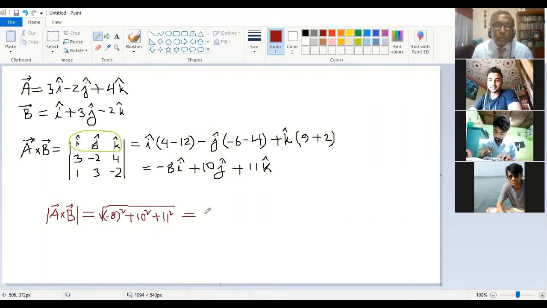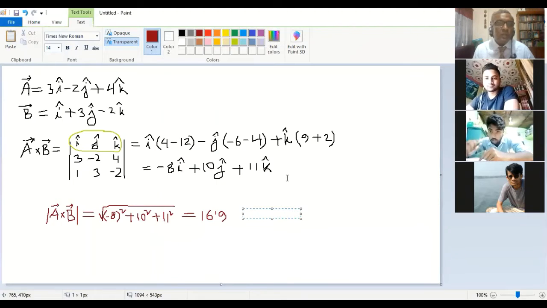Root 16.88. Yes, sir. 16.88. Okay, so it's 16.88, or maybe 16.9. Okay, yes, almost. So let me just write it like 16.9. So this is the value of the cross product vector, and it has a meaning. So what is the meaning of this? The meaning is, this 16.9 actually has a meaning, and I'm writing the meaning now.